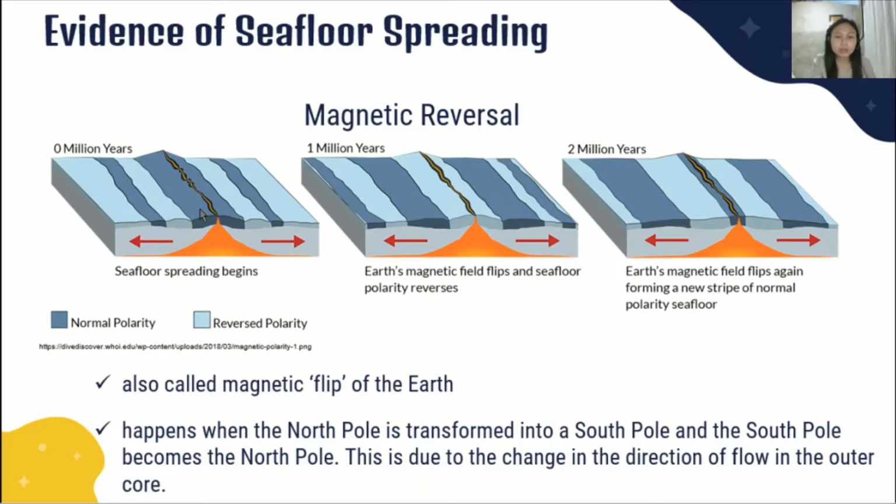As we can notice here in the picture, this is the oceanic ridge. This is the ocean floor. And we have here the divergent plate boundary. Now, how come the scientists discovered that there is magnetic reversal? They examined the rocks.